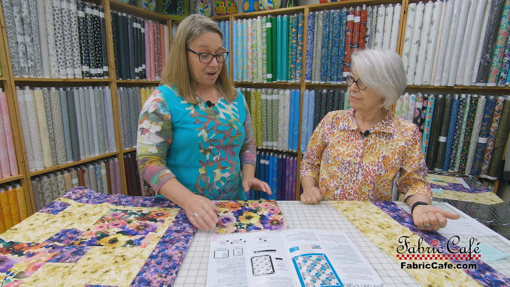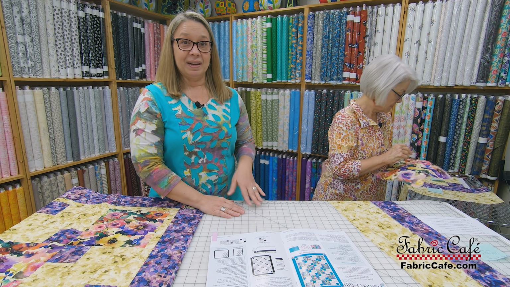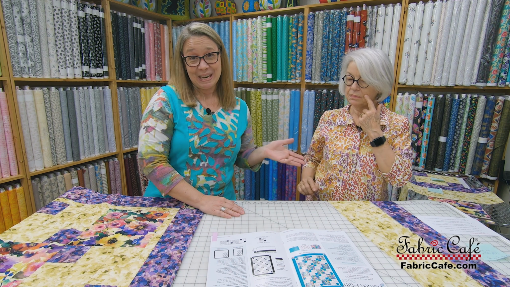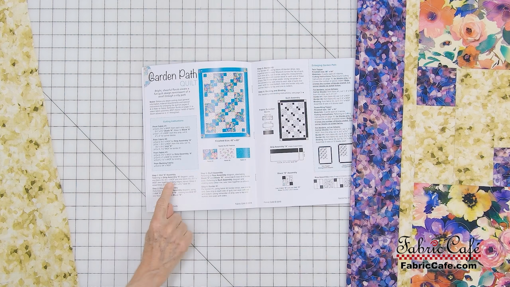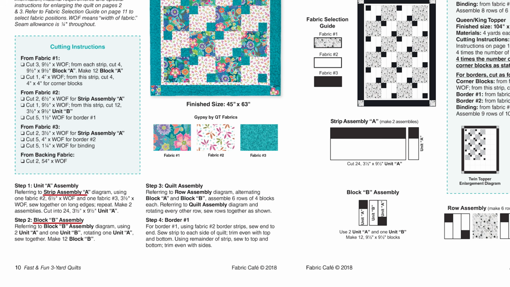Now, there are other blocks, and they can be assembled in different ways. If it's not a square or a rectangle, it could be assembled with strip piecing. This is a good place to talk about where the very first step says, referring to strip assembly A diagram, and the fact that we always bold it when there's something that you need to go look at. So you go over here to strip assembly A. We have block B, row assembly, and quilt assembly, but you look for that bolded area. It means go play hide and seek. And it's usually on the next page.